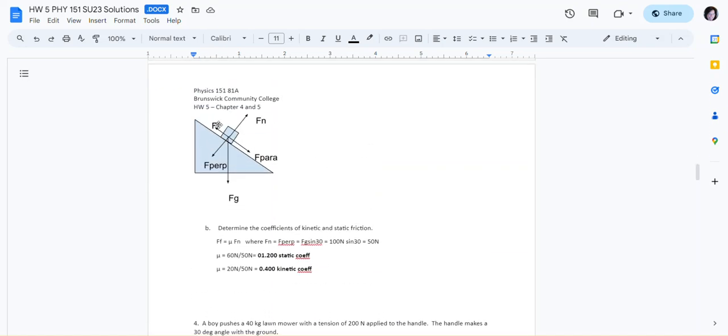If you did not have friction, then you would not have the friction force, but you would have the Fn, F parallel, F perpendicular, and Fg.